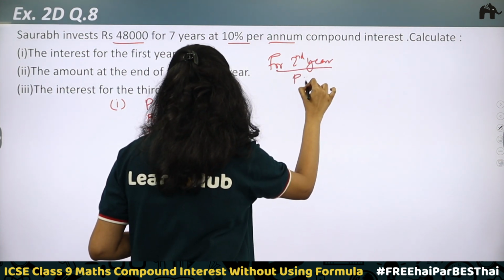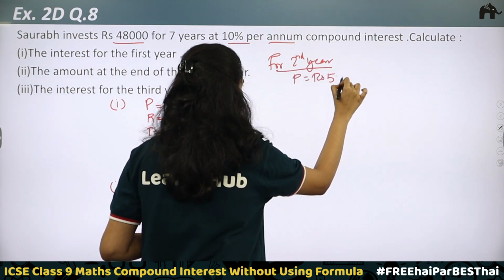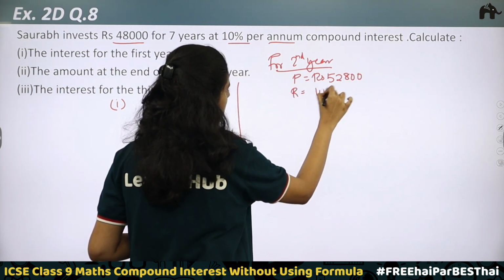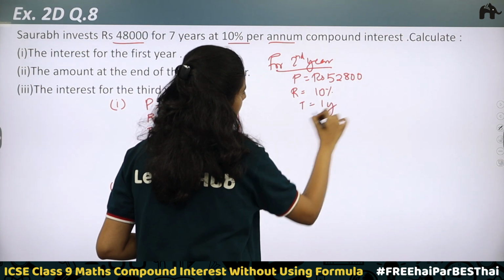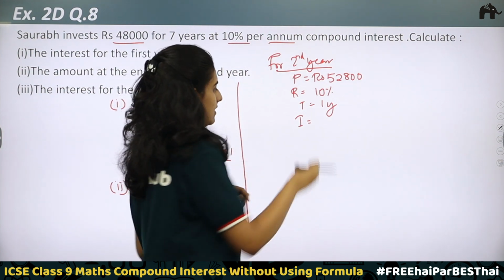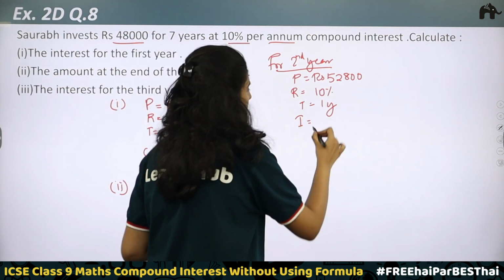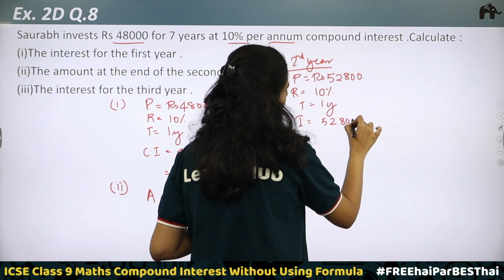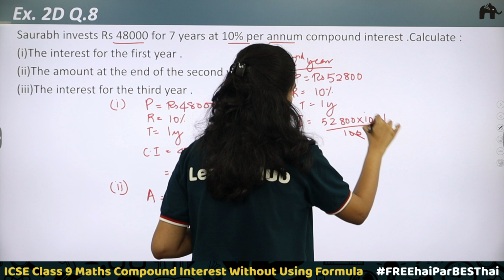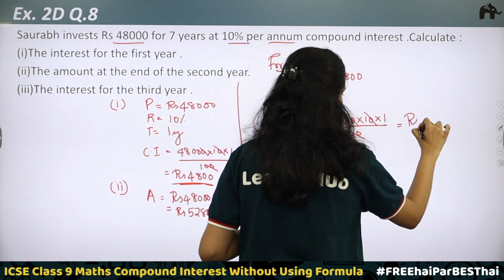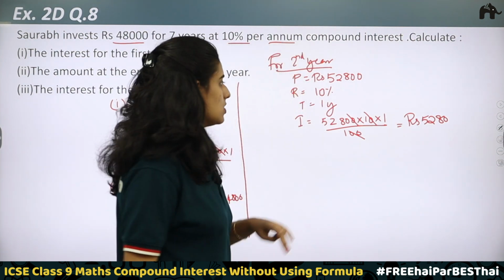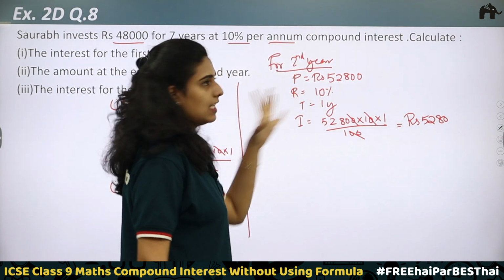Therefore for second year, the principal is rupees 52,800. Rate of interest is 10%. Time is 1 year. Then the interest will be equal to, here we have to find the amount at the end of second year. For that, first we have to find what the interest is. 52,800 into 10 into 1 divided by 100. Cancelling out zeros, you will be getting rupees 5,280. This rupees 5,280 is the interest for the second year.